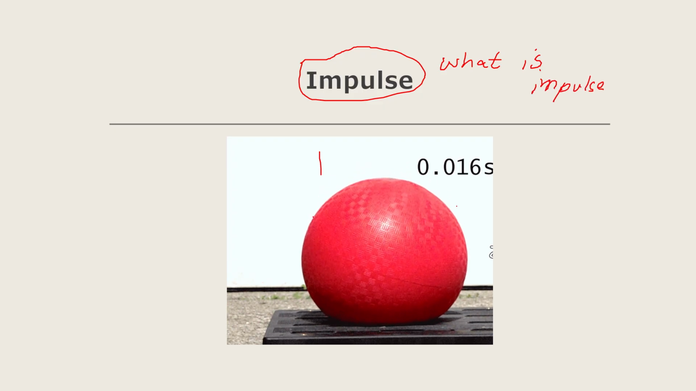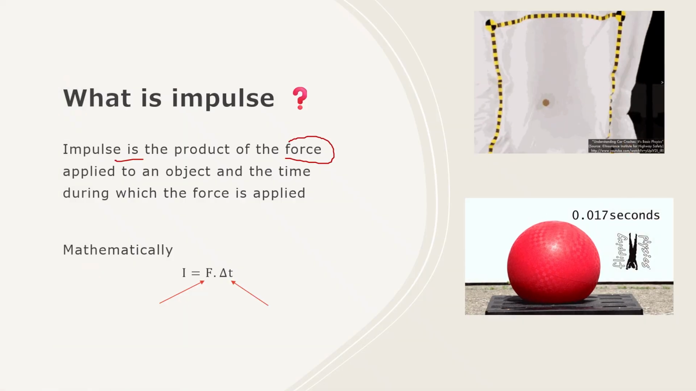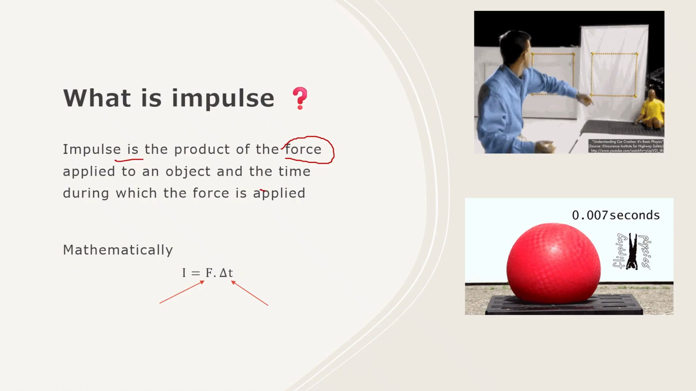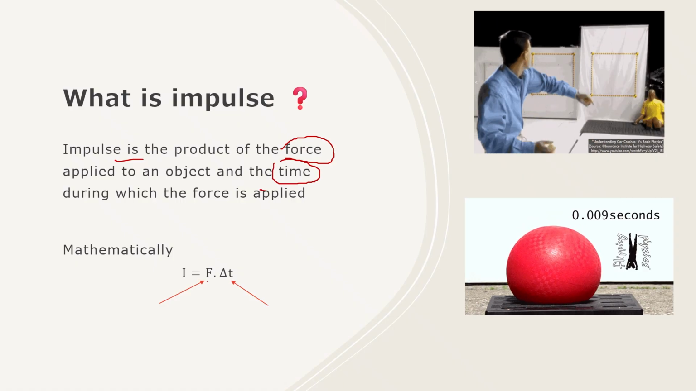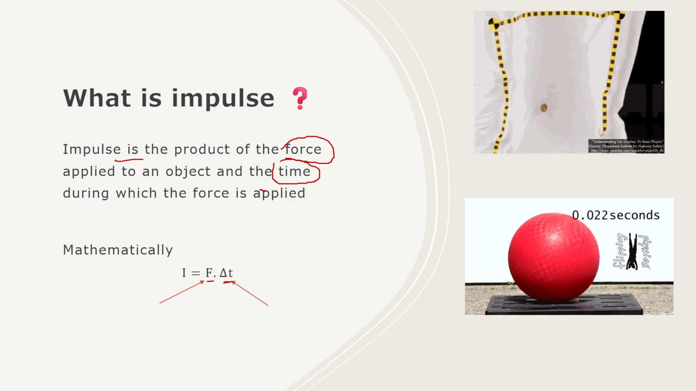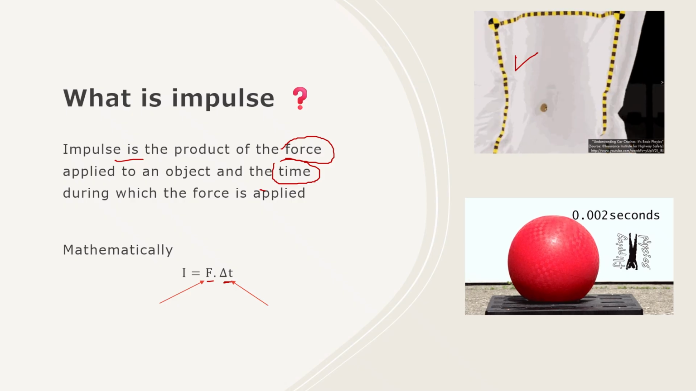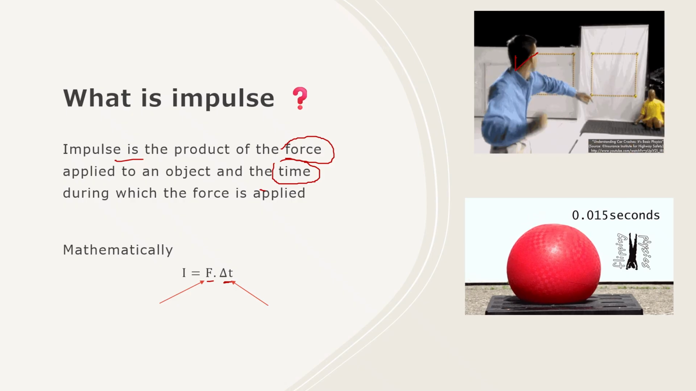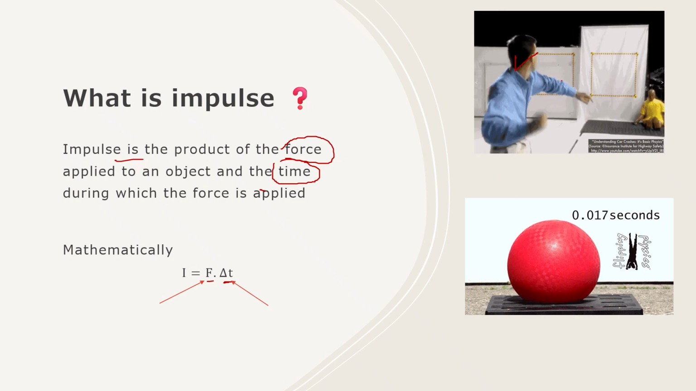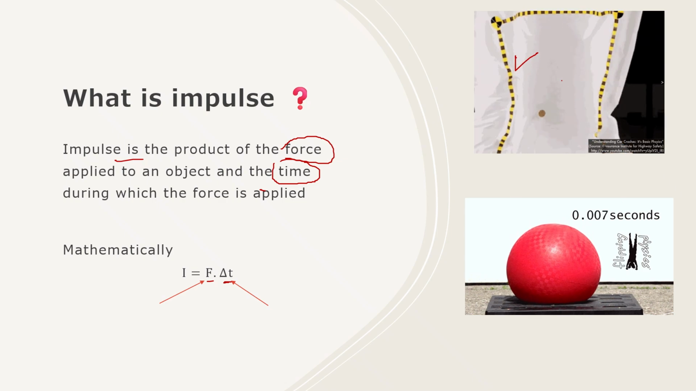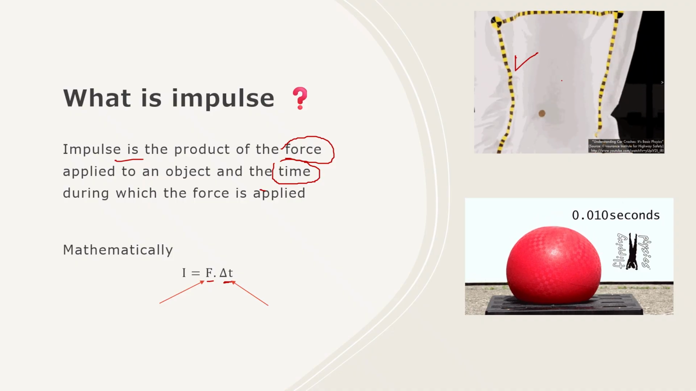Now let's try to understand. Impulse is the product of the force applied to an object and the time during which the force is applied. So simply you can say it is the force times the duration during which the force is applied. If you see this person, he's throwing the ball, and as the ball strikes the curtain, the force applied to the curtain and the collision time of this ball with the curtain, the product of these two gives you impulse.